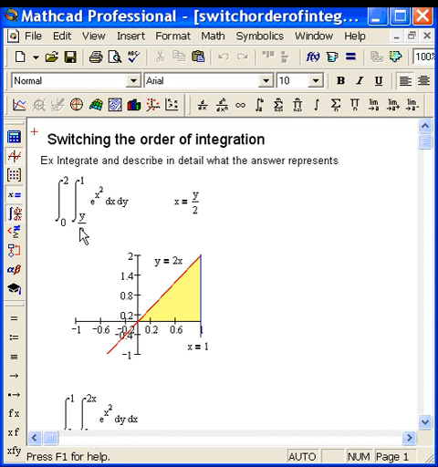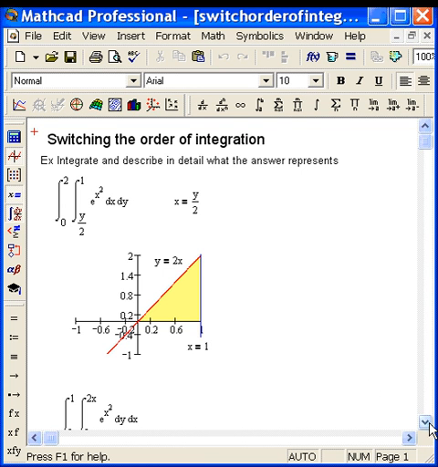But from this set of limits of integration, we can discern that the region is this one. If x is y over 2, then our y would be equal to 2x, and that would be this line right here with slope 2 through the origin. And the other limit of integration is x equals 1, and that would be this vertical line, x equals 1. And so this yellow region is our region of integration.